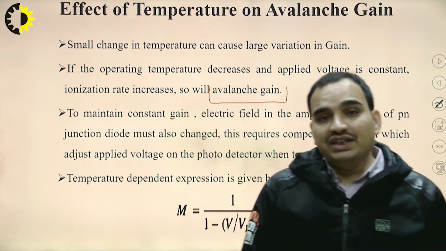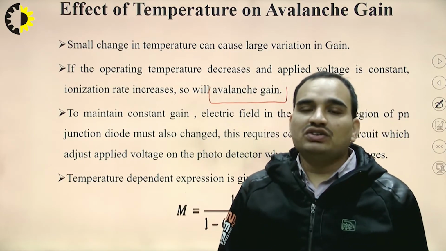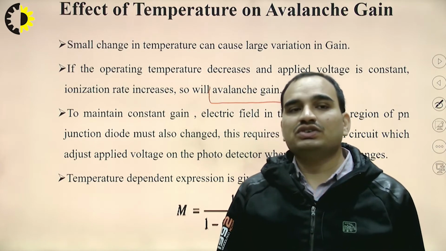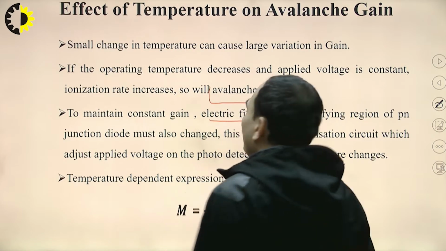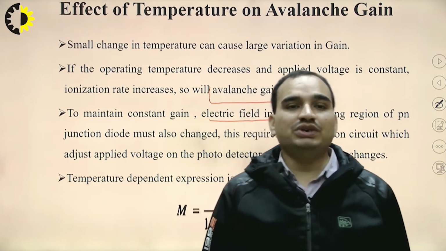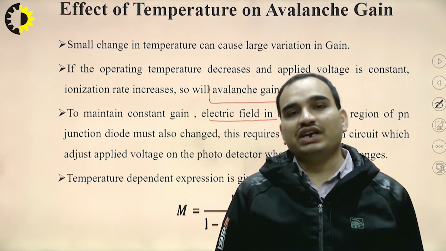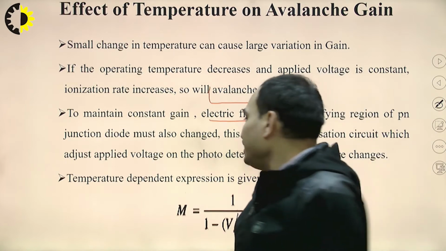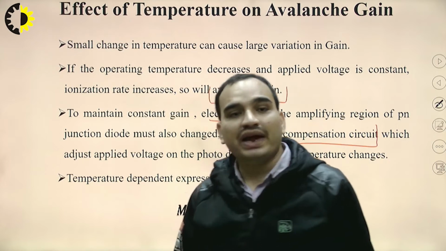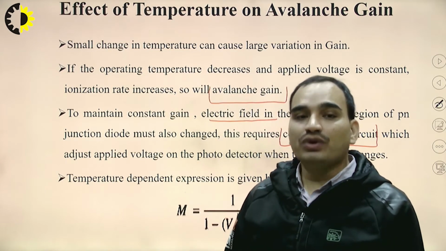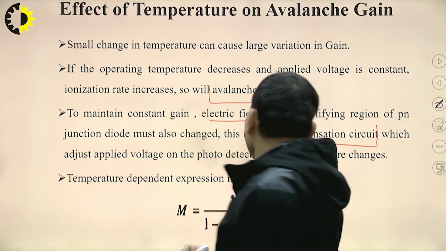To maintain a constant gain, because we require a constant gain in any receiver, the electric field in the amplifying region of the PN junction diode must also be changed. So this requires a compensation circuit. We require a compensation circuit which adjusts the applied voltage on the photodetector when the temperature changes.